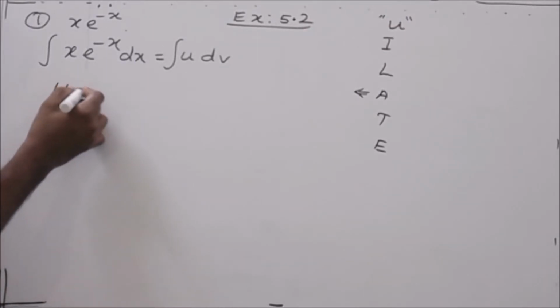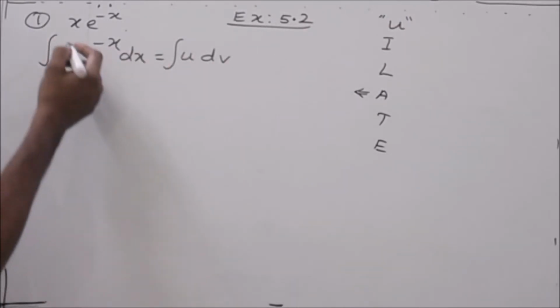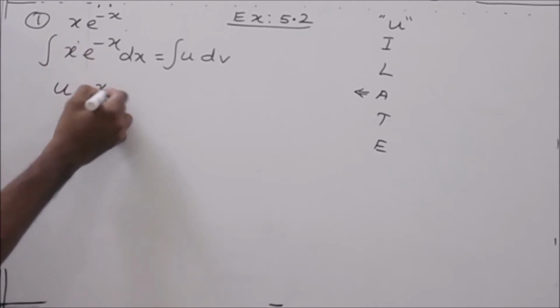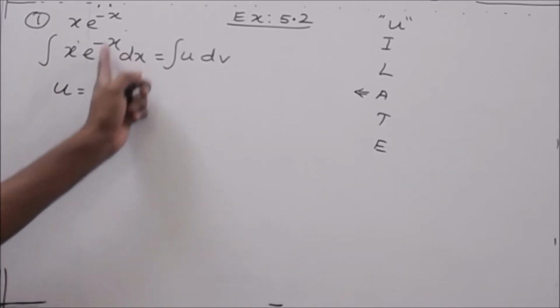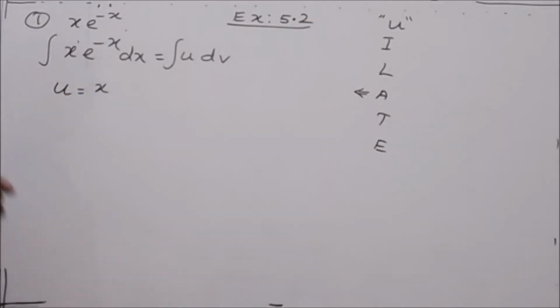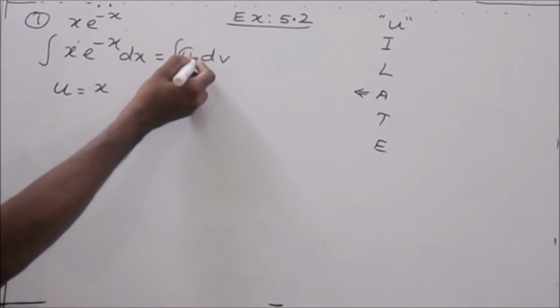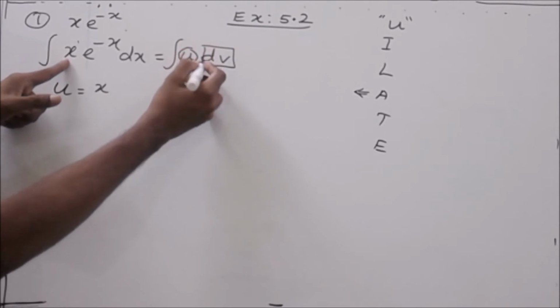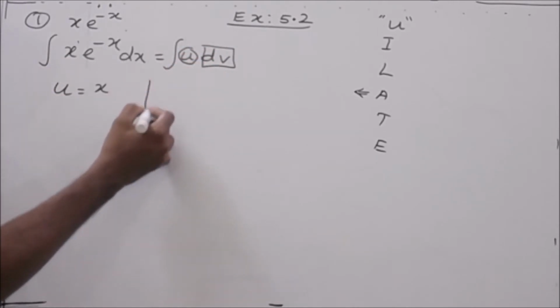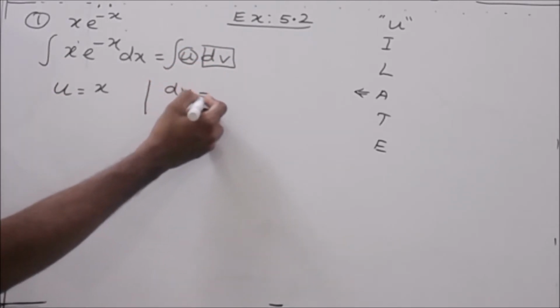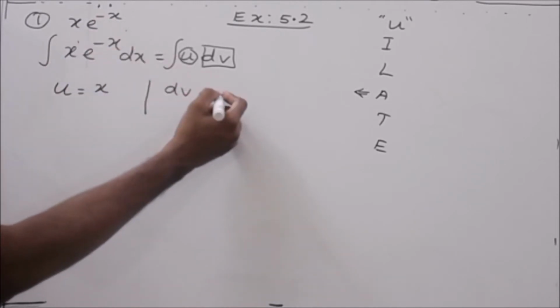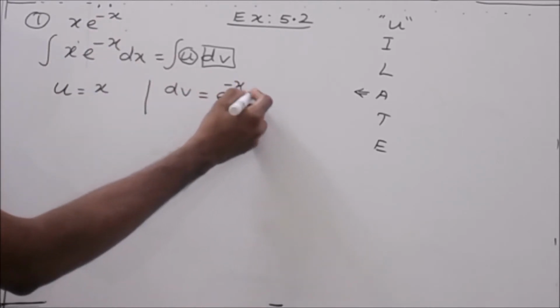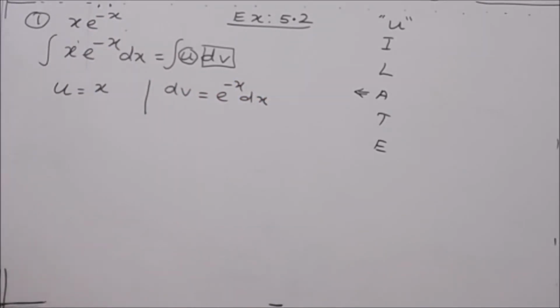So u equal to algebraic. Algebraic means x power 1. Here x is the algebraic function, and e power minus x is exponential. So I have chosen u as x. The remaining terms are all taken as dv, so dv equals e power minus x dx.